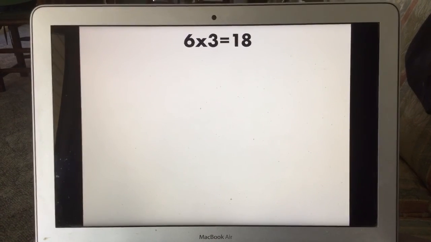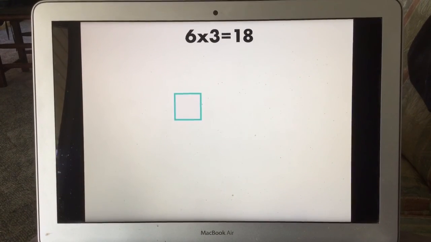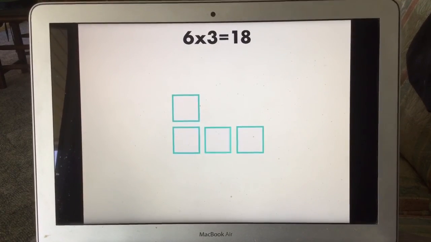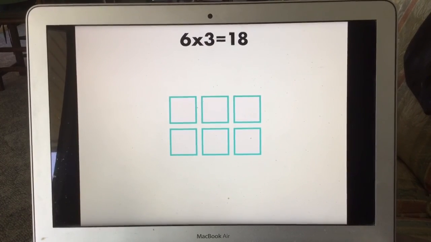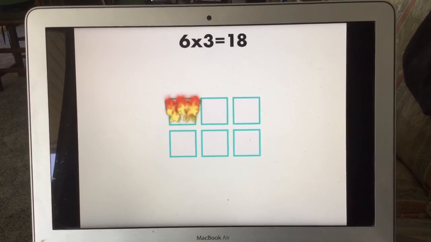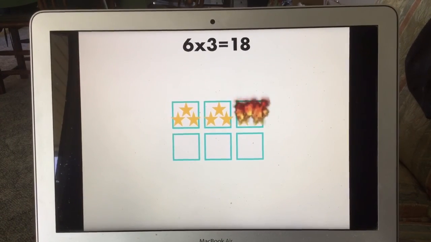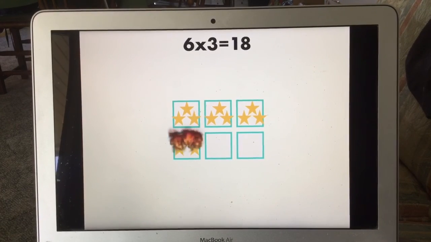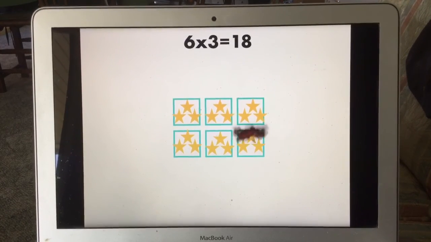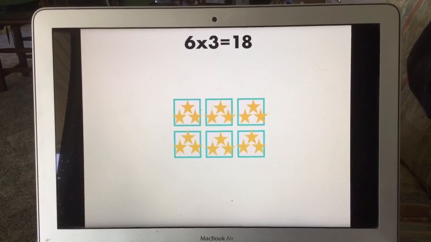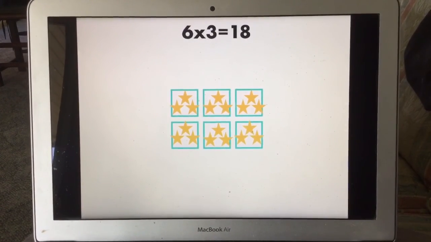6 times 3 equals 18. First number is a 6, so I have 6 groups. The second number is a 3. That's how many go into each group. All right, there we go. Now, if you count up all the stars in all the groups, there'll be 18. That's how you get the answer.